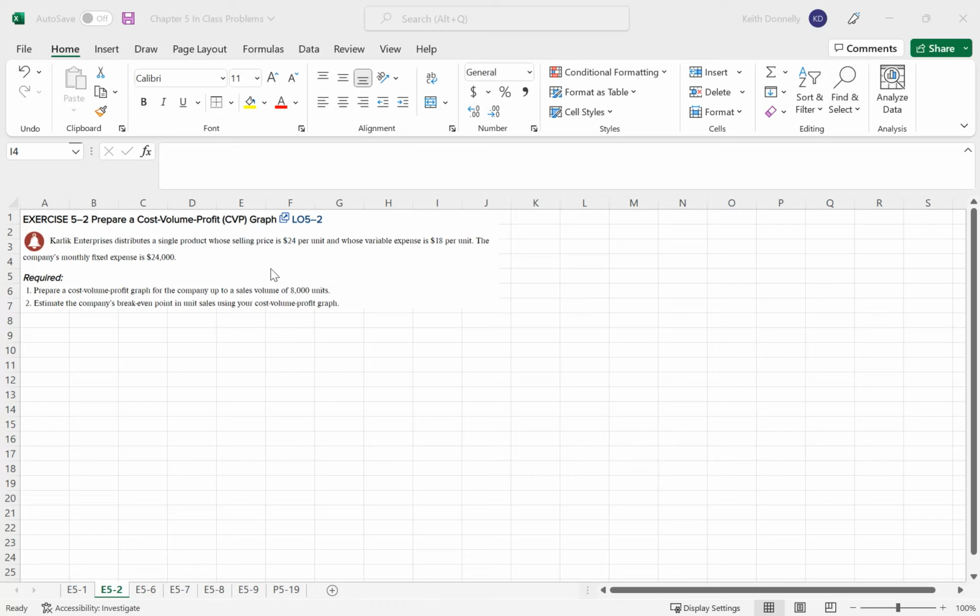So the first thing we're going to want to do when we look at one here, it says prepare a CVP graph for the company up to a sales volume of 8,000 units. So we can do one together, and I'll just post the graph over, but essentially if you look at the PowerPoint, we have step 1, step 2, and step 3, if you were to put on a graph, cost, volume, profit analysis.